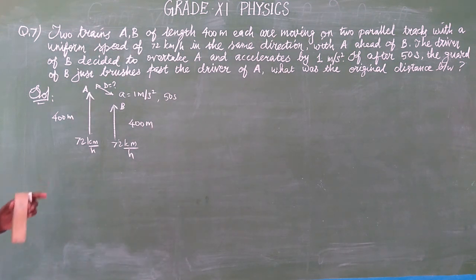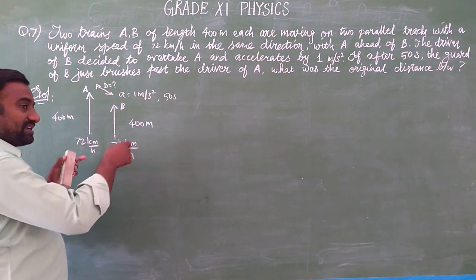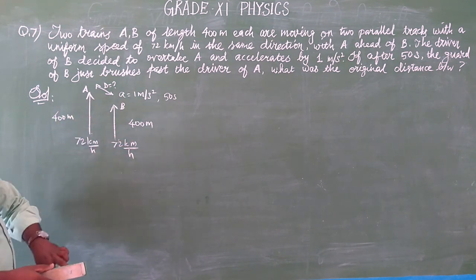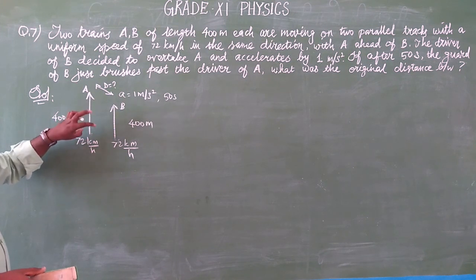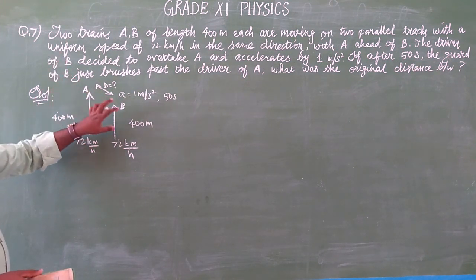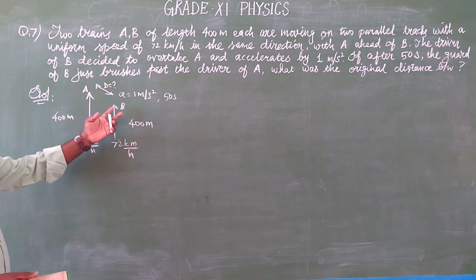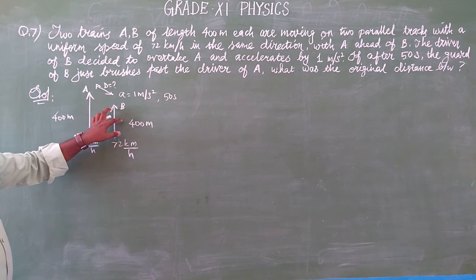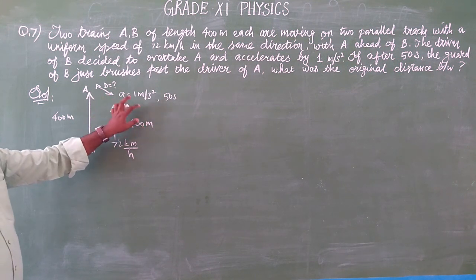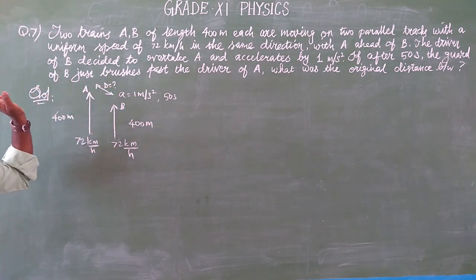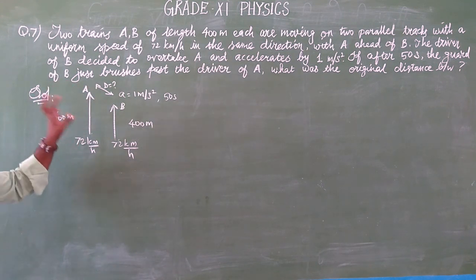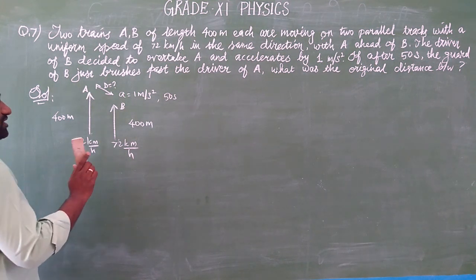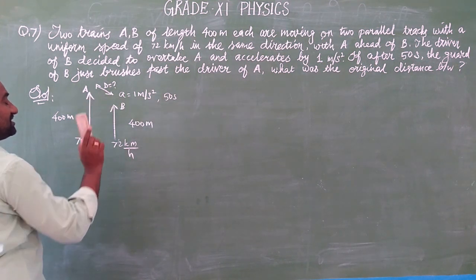Okay, very simple. We have two parallel tracks, and two trains A and B of equal length moving parallel with an equal speed. But train A is ahead, train B is behind it. Within 50 seconds, the driver of train B, moving with an acceleration of 1 meter per second squared, overtakes A. In that case, what is the original distance between the two trains? So this is the concept. We want to find the original distance between the two trains.